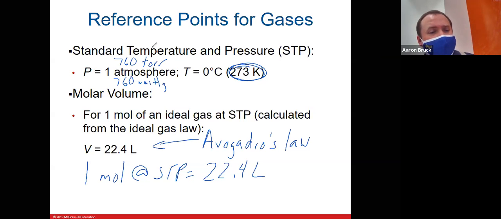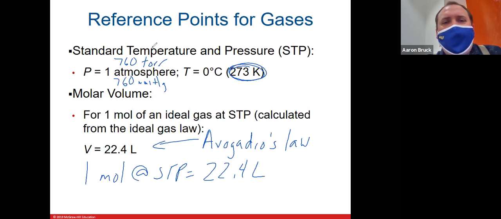And what's really interesting about this is that this law applies regardless of the identity of the gas. It doesn't matter if I have a really light gas like hydrogen or a really heavy gas like sulfur hexafluoride. If it is at STP and if I have 1 mole of it, it will take up 22.4 liters of space.